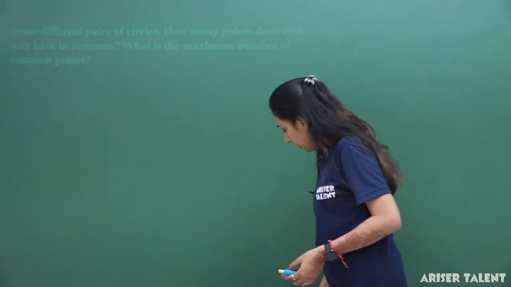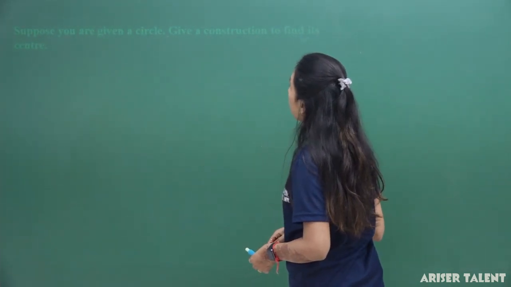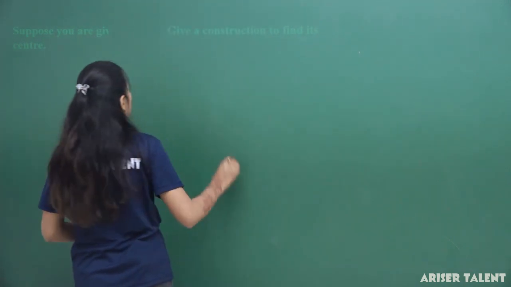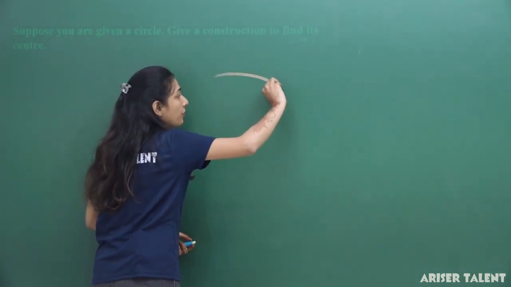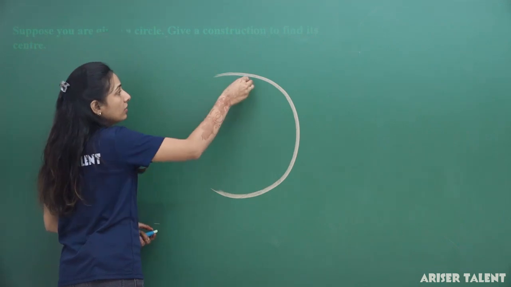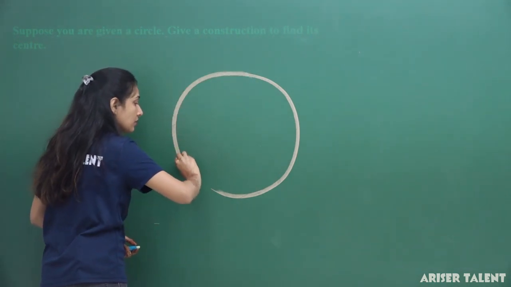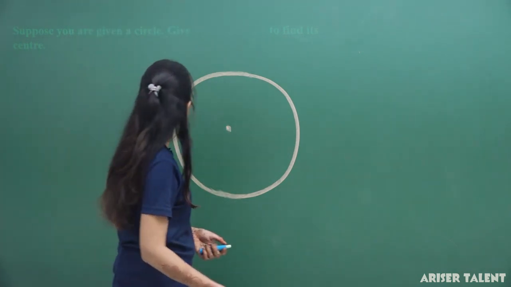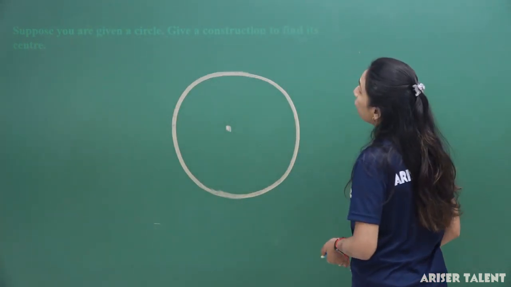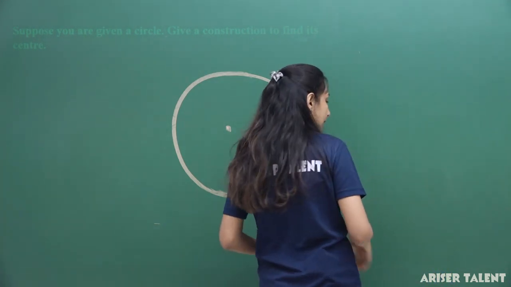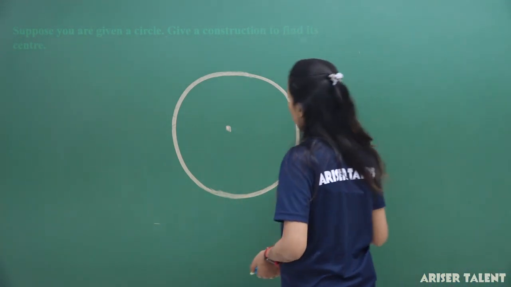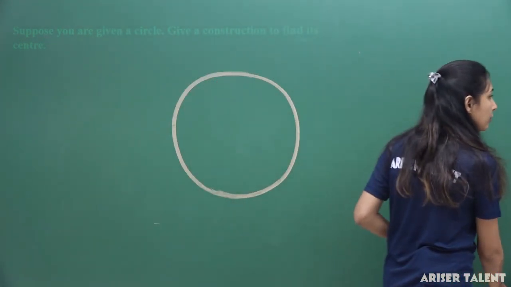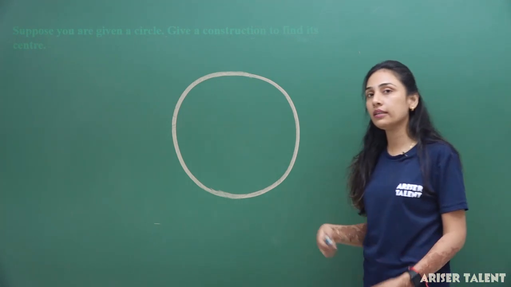Okay, now the next question is, suppose you are given a circle. What have you been given? A circle. So first draw the circle you have been provided with. So this is your circle, and this is the center of the circle. Now it's saying to give a construction to find its center. So basically the center is not given to you. The center is not given and you have to locate it.